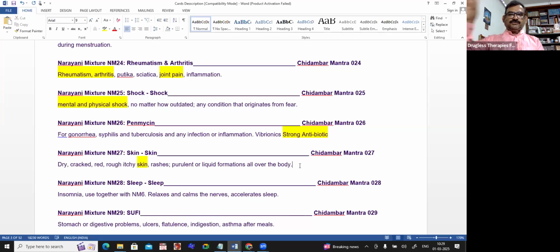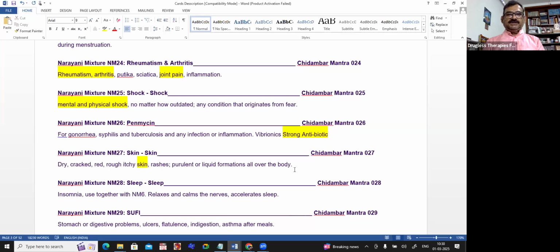NM27 skin, what is it used for? Like toning of the blood, or you can say toning of the skin. So it will be very easy to remember what skin is for: dry skin, rough skin, itchy skin, rashes, and liquid formation all over the body, like some sweats coming out of our body.